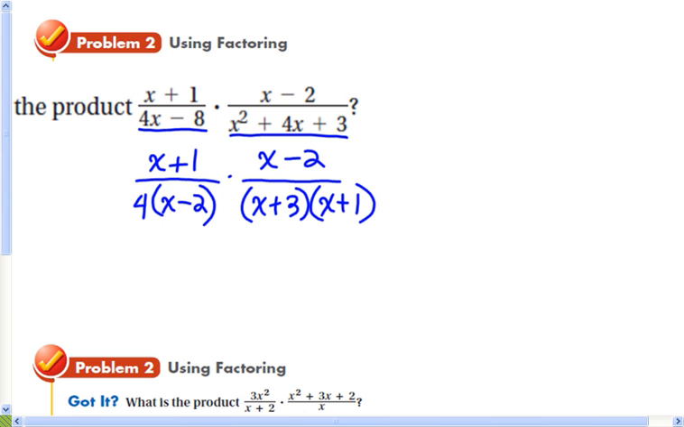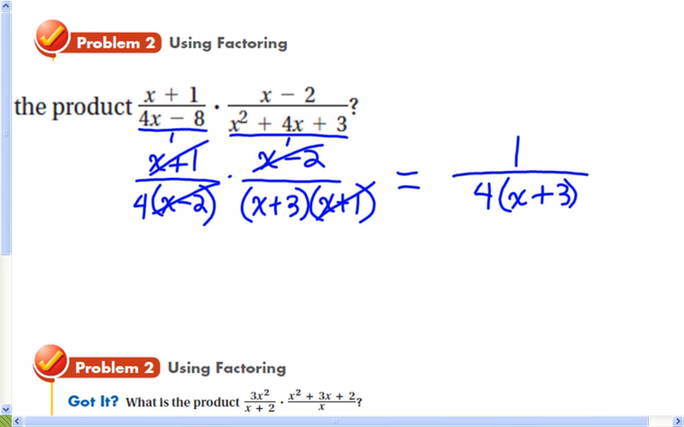And now we can see that we have some common factors. We have a common factor there. We're going to cancel those. And a common factor there. Going to cancel those. And when we multiply now, we really have 1 on the top in both places. So 1 times 1 is 1. And on the bottom, we have 4 times the quantity x plus 3.